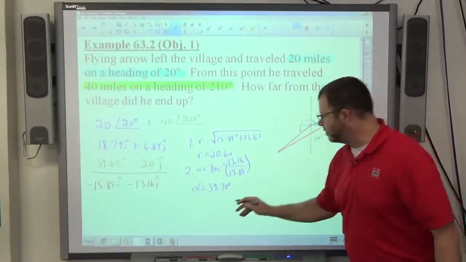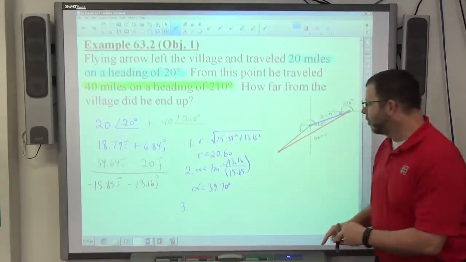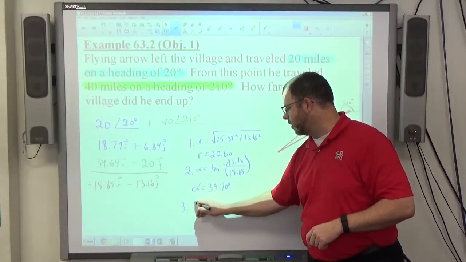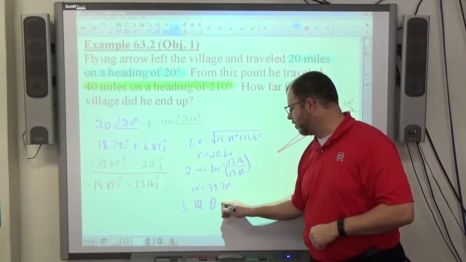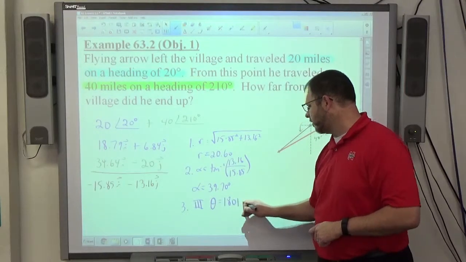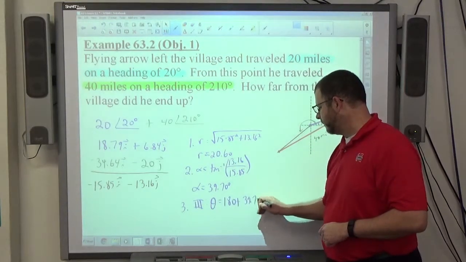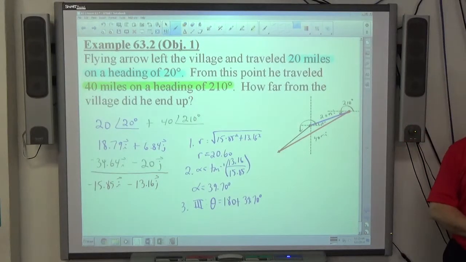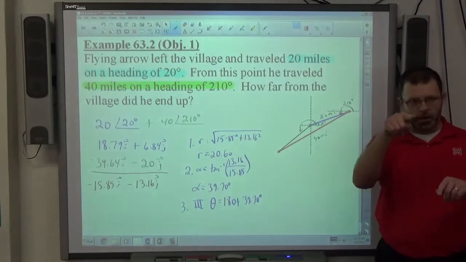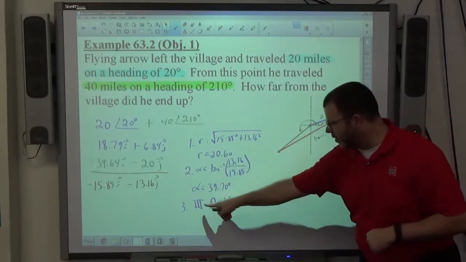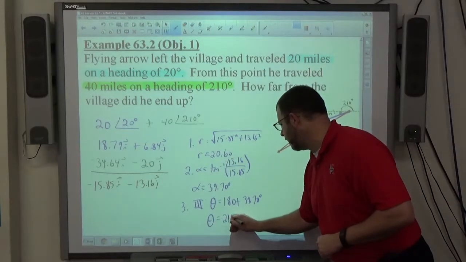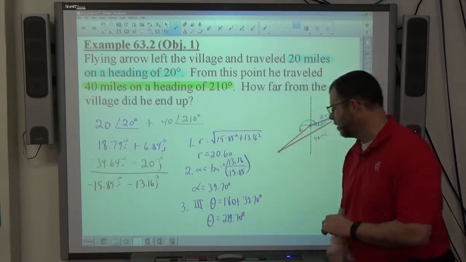So theta, as we can see, we're going left and down. That puts me in the third quadrant. In the third quadrant, theta is equal to 180 plus alpha. If you don't remember those facts, they're on your formula sheet under the coordinate conversion section. Okay, quadrant 1, quadrant 2, quadrant 3, quadrant 4. The quadrant 3 rule is 180 plus alpha, so theta in this case is going to be 219.70 degrees.